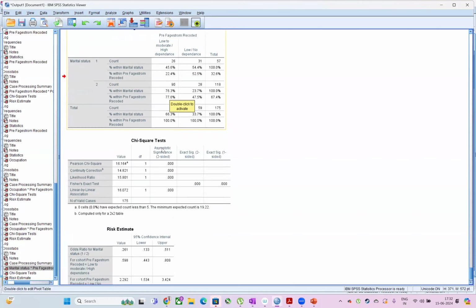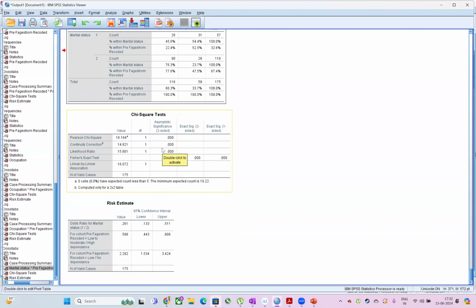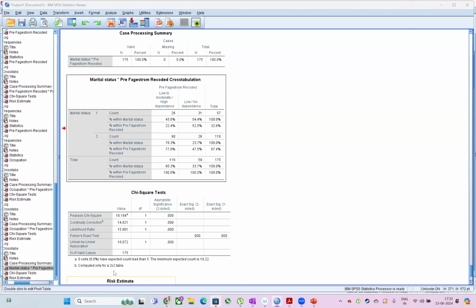If it is below 1, you have to interpret it as less likely. If it is above 1, you can say it as 2 times increased odds or 3 times increased odds, based on the value of your odds ratio. Clear? Okay, any more doubts for chi-square? We can move to the next one.